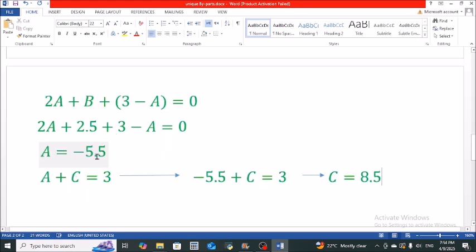So here we got a equals minus 5.5, and substituting in a plus c, which is the coefficient of the x square, a plus c equals 3. So we have minus 5.5 plus c equals 3. And thus c would be equal, transferring the minus 5.5 to the right hand side, we get c equals 8.5. Now we have obtained the three constants, c 8.5, a minus 5.5, and b 2.5, and we can set out to perform the integration now.